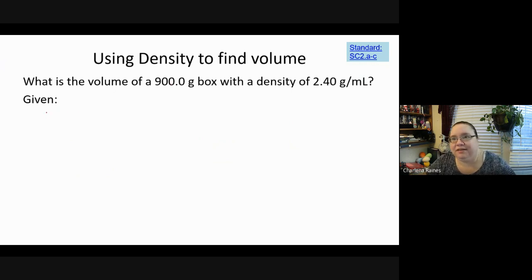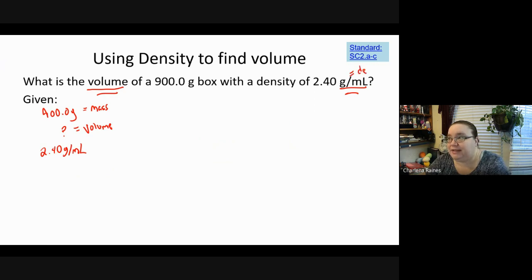I'm given 900 grams. Grams, I have to know, is mass. It doesn't tell me in the problem. I have to know grams is mass, mass is grams. It's asking me to find volume. So I don't know what the volume is. But it does give me the density, 2.40 grams per milliliter. Again, that fraction unit is what lets me know that I have a density.